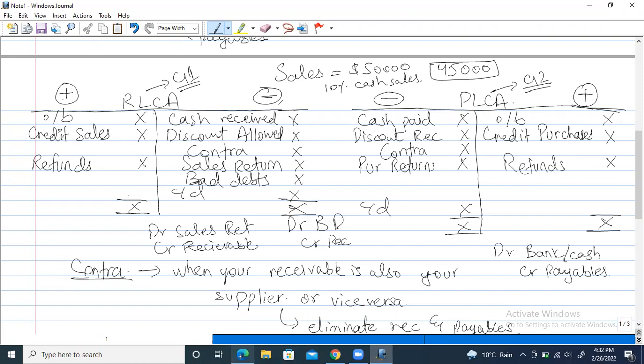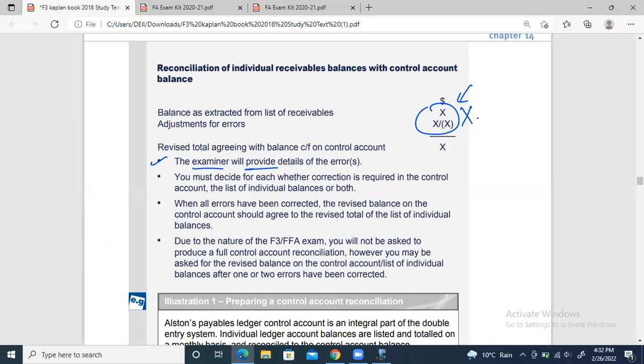Now let's read these points as well. The examiner will provide details of the errors. So any kind of error that has happened, the examiner will provide the details in the question fully, 100%. Now you must decide for each whether correction is required in the control account or the individual list of balances, or both. And how will we know this?